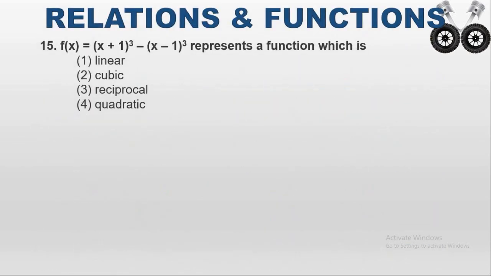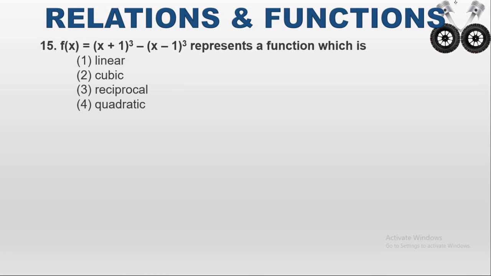Next one is question number 15. f of x equal to (x plus 1) whole cube minus (x minus 1) whole cube represents a function which is. So what is the problem given here? f of x value is given. Then we have to say what type of function it is: a linear function, cubical function, reciprocal function or quadratic function.